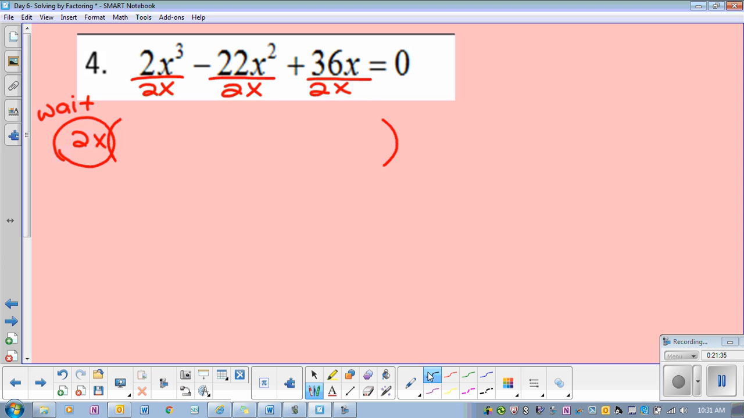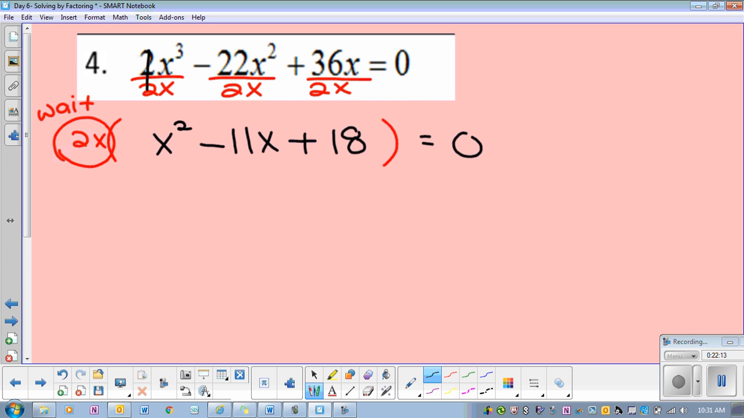All right, so then let's see. What's 2x to the third divided by 2x? Well, the 2's go away. You have 3 x's on the top and 1 on the bottom. How many are left? Square. Now the next one, negative 22x squared divided by 2x. Negative 11x. How about 36x over 2x? 18. Plus 18, right? Yeah. And that equals 0.